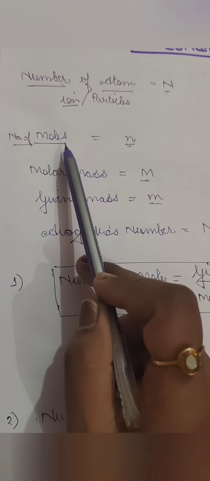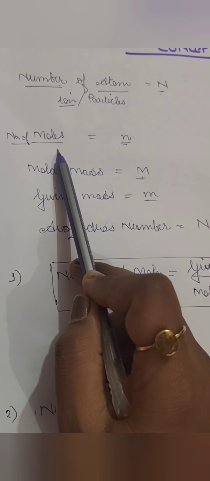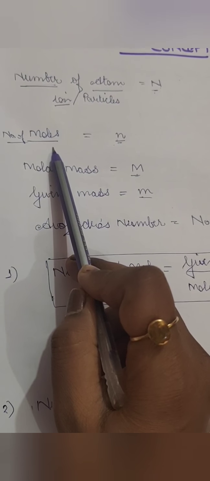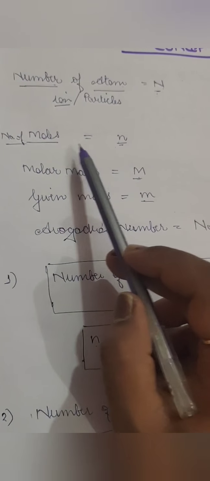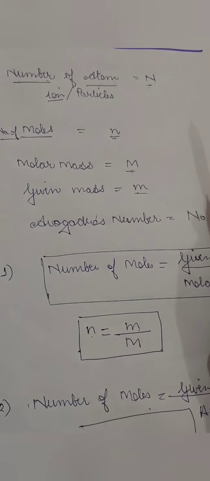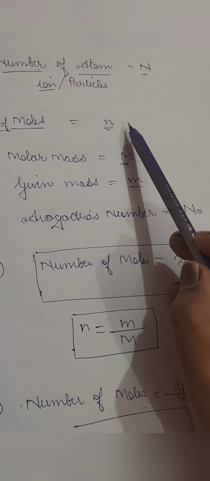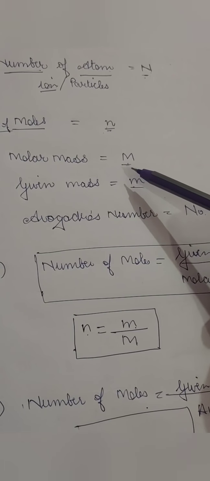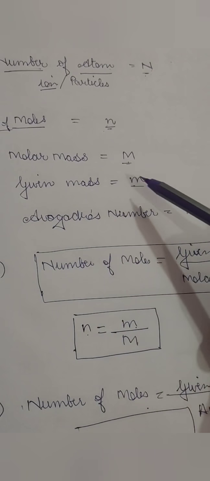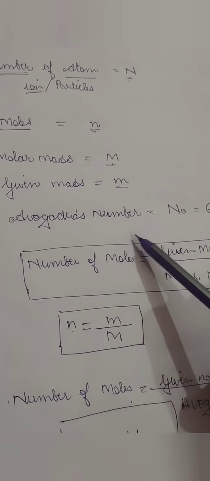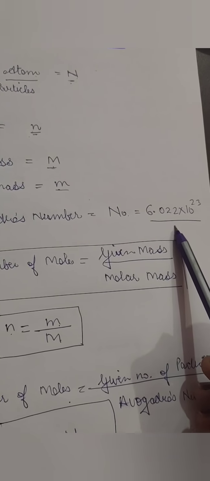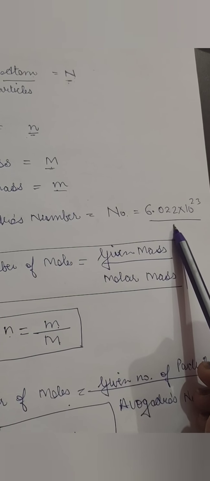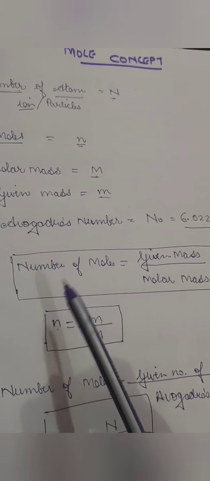Then comes the number of moles. The unit of mole is mol, but to represent a number of moles in any formula or numerical, we use small n. Then molar mass is represented by capital M, and given mass by small m. Avogadro's number, which is constant, is 6.022 times 10 to the power 23. Now here comes the formula.